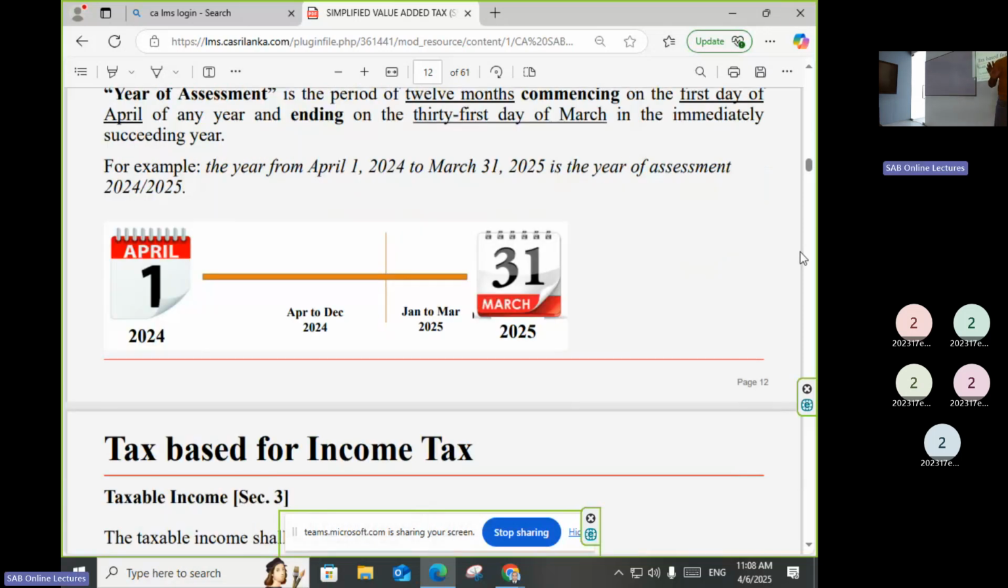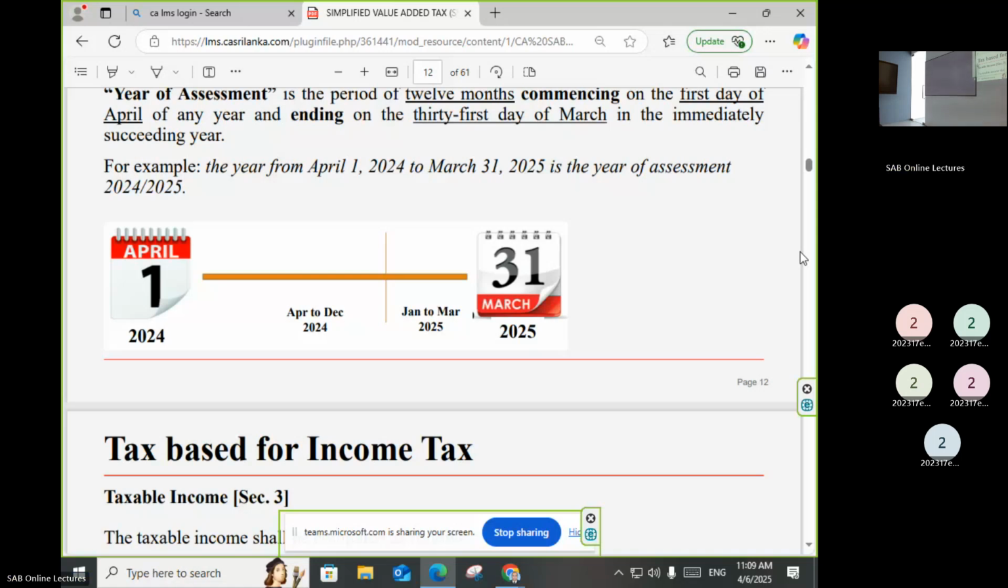But from the tax point of view, it's always from 1st April to 31st March of the next succeeding year. So that 12-month period comes as year of assessment. Therefore, taxes are always worked out for the year of assessment for that particular period. We do not work out for a calendar year or any other year. So it should always be the year of assessment.